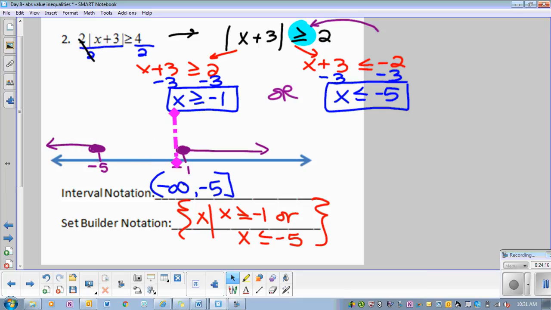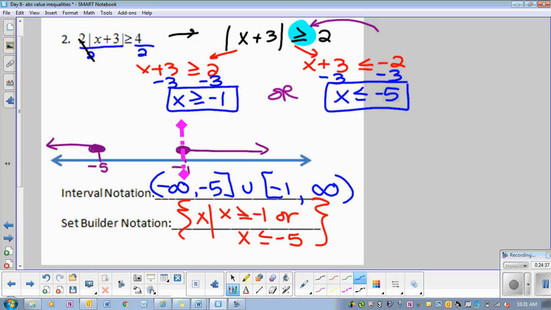And then it jumps over to -1. So I have to put a little u. And the -1 gets a what? Parentheses or bracket? Bracket, because it's a closed circle. And then it goes out to infinity because there's a right arrow. Are you guys okay with this one? Alright, good. Are you guys making corrections?